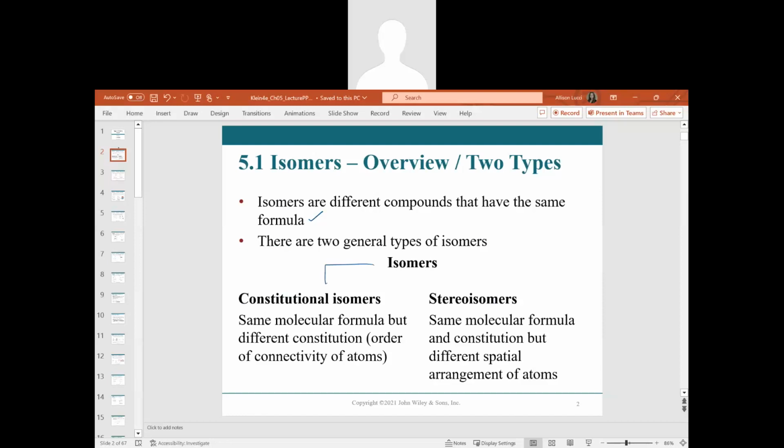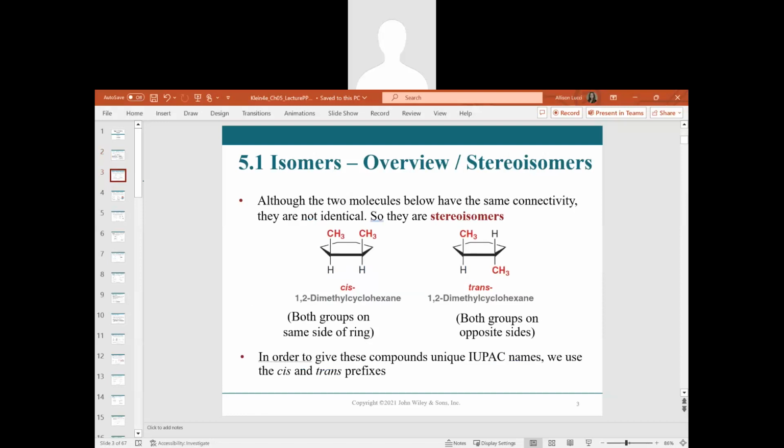So we have our constitutional isomers, where we have different constitution, different connectivity of atoms, but we still have the same molecular formula among all constitutional isomers. Then we have this new term of stereoisomer introduced, where we have the same connection, so each atom will be bonded in the same pattern, the same connectivity, but in three-dimensional space, a different spatial arrangement will occur. So we'll take a look at how we can identify that.